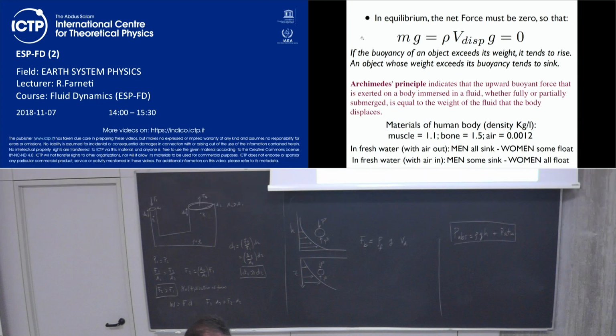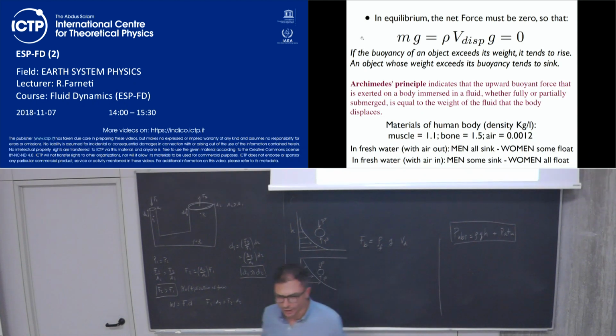This is an interesting few numbers. Human body density, kilogram per liter: muscles 1.1, bone 1.5, and air is not very much. So in fresh water, in a swimming pool, with air out, so you breathe out, all of us will sink and we die, all of us.